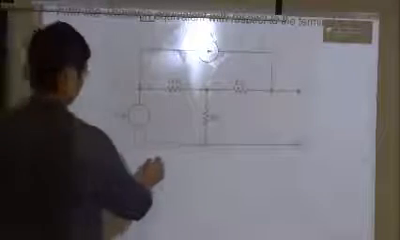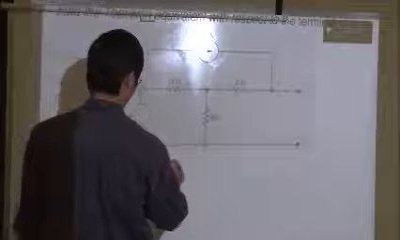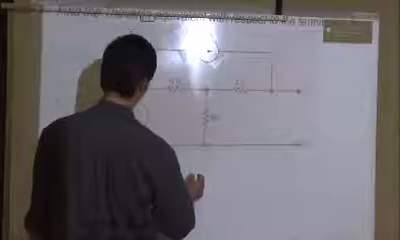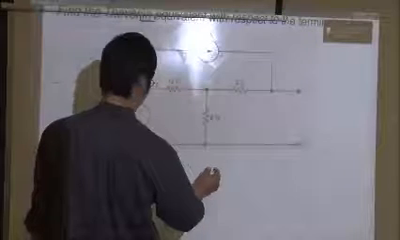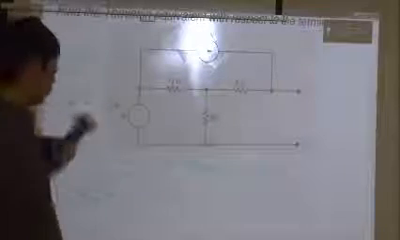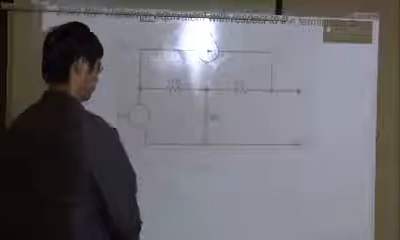So the total open circuit voltage will be VO1 plus VO2, which is 52. Okay, I did this open circuit voltage by superposition. You can do it using nodal or other ways.